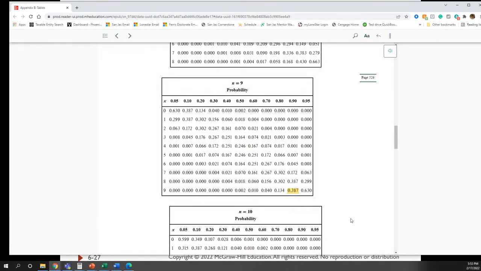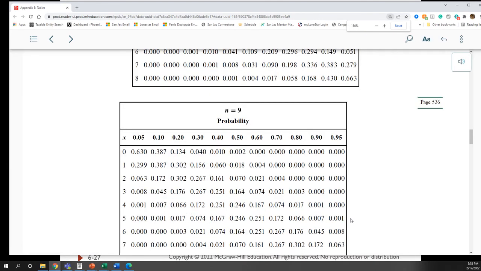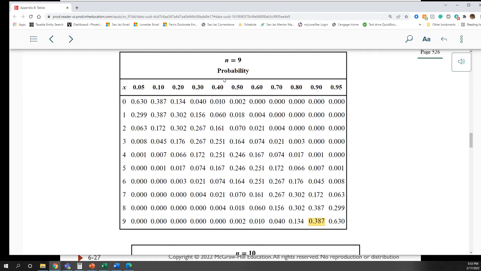Okay. Let me see if I can make this a little bit bigger. So again, you're going to have to find n equals 9, probability table. So this is Appendix B, B.1. And we can find, if all 9, 0.387. Nice. So if we want to find less than 5. So here's 5, but we're looking at less than 5, not equal. We only get 0.001 because the rest are 0. So that will be our answer for B.